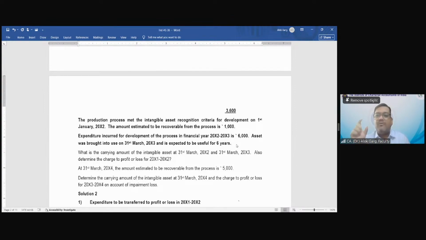So what is the carrying value of the intangible asset under development? 900 in 20x2 and 6900 in 20x3. So what is the total expenditure during the development phase? 6900. Okay. And this asset is available for use on 31st March 20x3, and the life is also given as 6 years. So what is the relevance of this information?